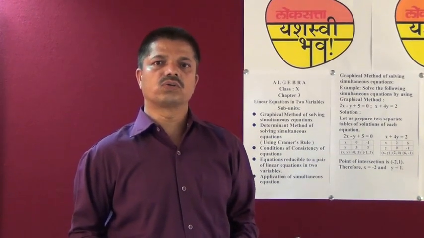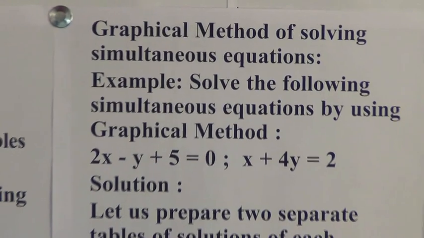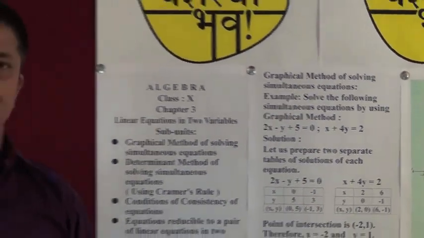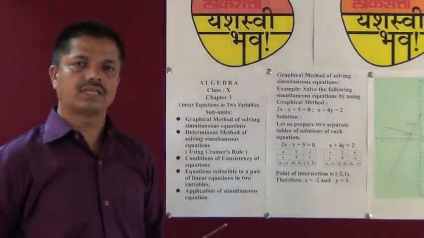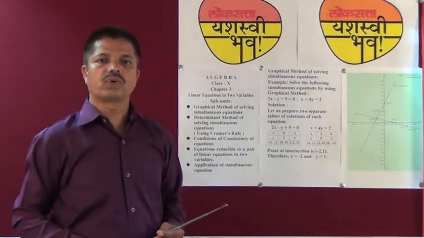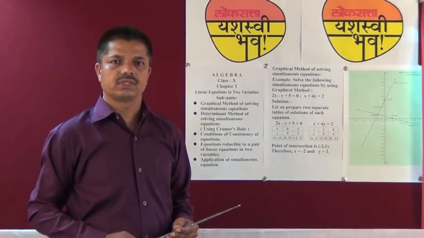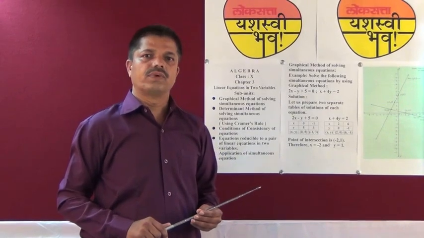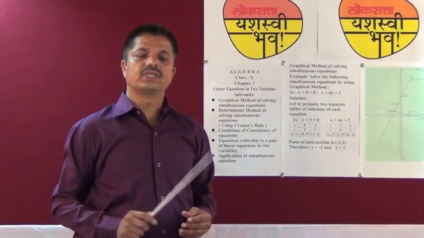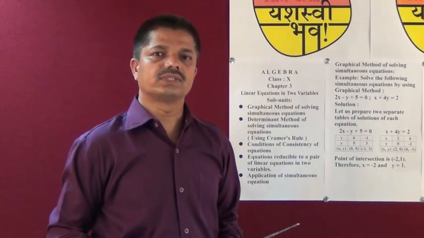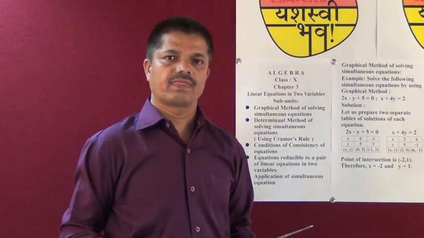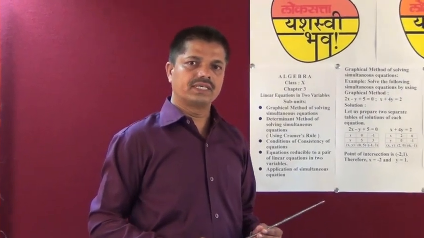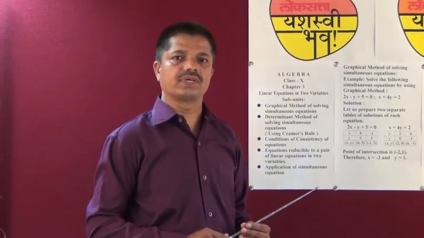This chapter includes the following units. Let us study the graphical method of solving simultaneous equations. Last year you have studied how to plot the points on a graph paper. You have also studied how to draw the lines when a linear equation in one variable is given and a linear equation in two variables is given. Now this will help you to solve simultaneous equations in two variables by the graphical method.